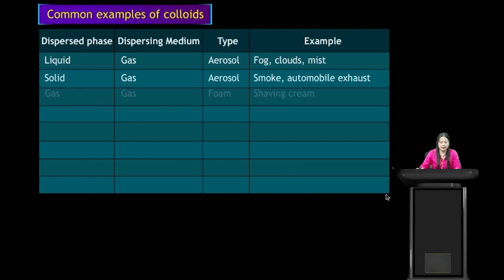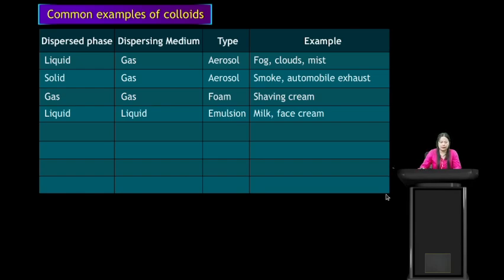The next is when the dispersed phase is solid and the dispersing medium is gas. This type of colloid is also called aerosol. Some examples include smoke, automobile exhaust. The next is if both the dispersed phase and dispersing medium are gas. This type of colloid is called foam. An example is shaving cream. Next, if both the dispersed phase and the dispersing medium are liquid, this type of colloid is called emulsion. Some examples include milk, face cream.